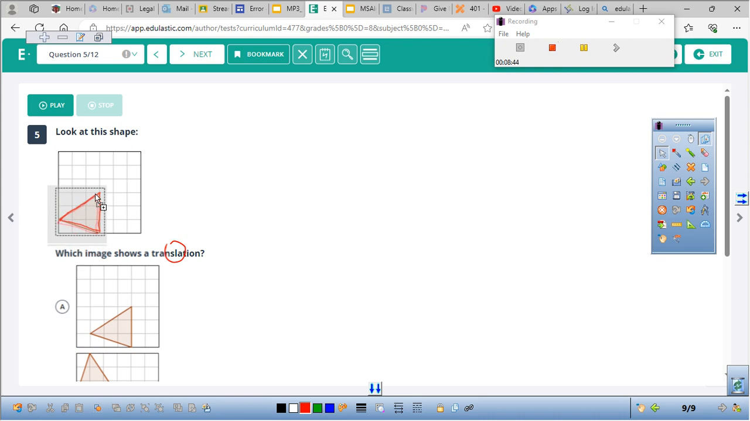According to this whole thing, it's on the bottom corner, and it just slid one to the right. So in the bottom corner here, it just slid to the right. Same thing. Okay, that's my answer, A.